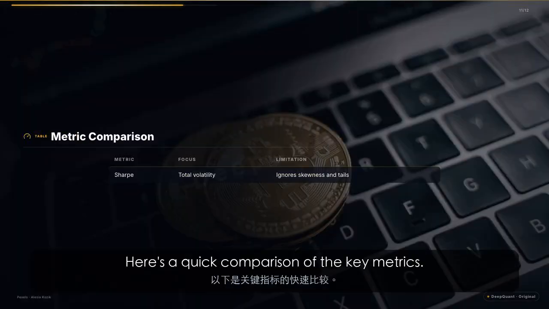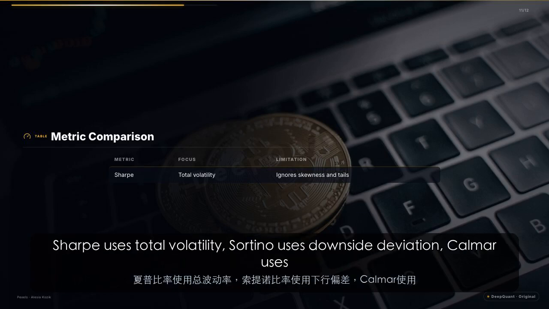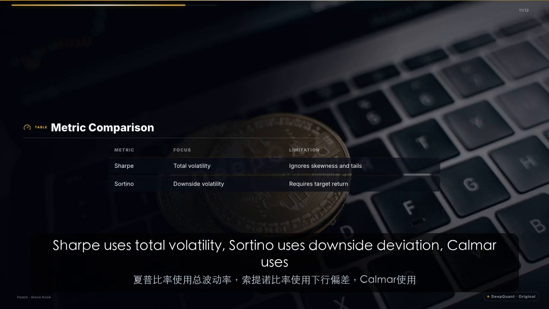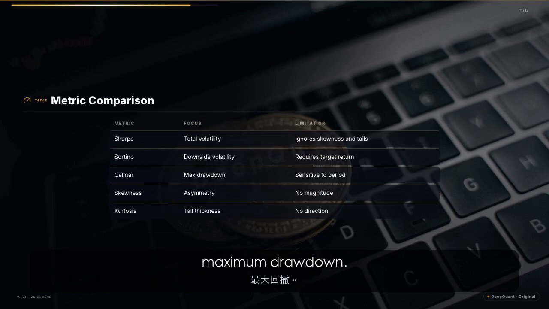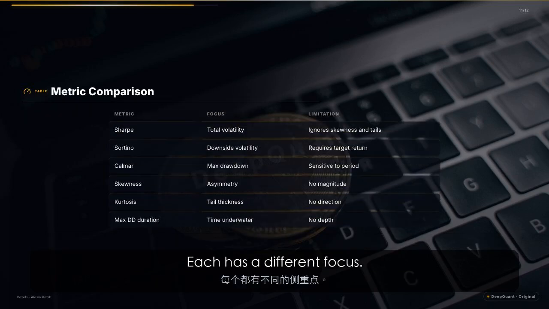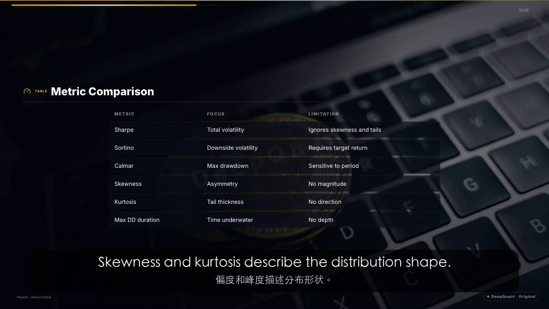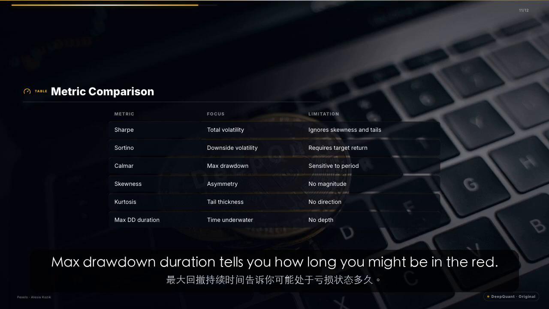Here's a quick comparison of the key metrics. Sharpe uses total volatility, Sortino uses downside deviation, Calmar uses maximum drawdown. Each has a different focus. Skewness and kurtosis describe the distribution shape. Max drawdown duration tells you how long you might be in the red.